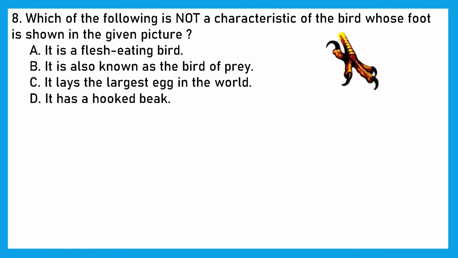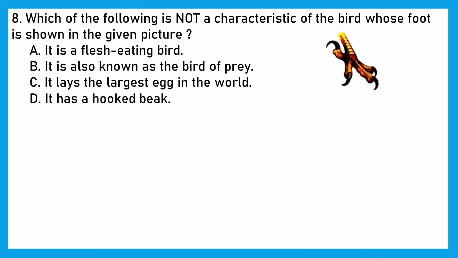Question 8. Which of the following is not a characteristic of the bird whose foot is shown in the given picture? Big claws and nails, right? So this is a vulture, kite or eagle's foot, because generally it is of an eagle, because they are the birds of prey, right? Let's see which is not one of the characteristics of that bird, either vulture, kite or eagle.